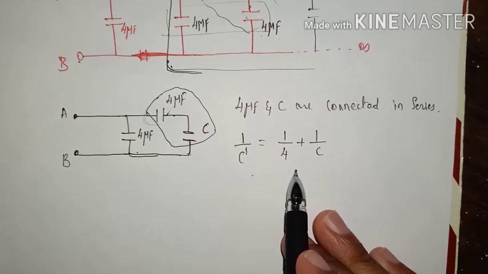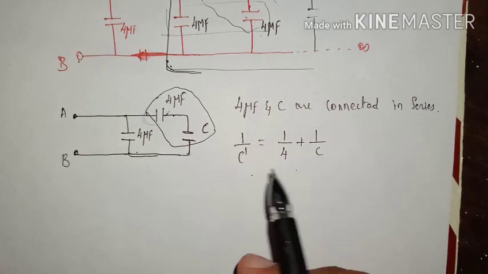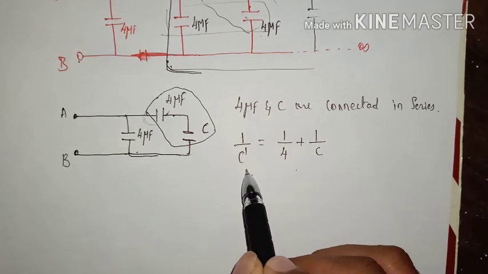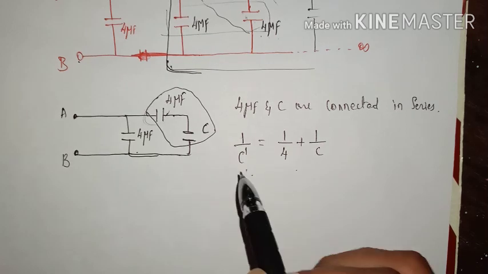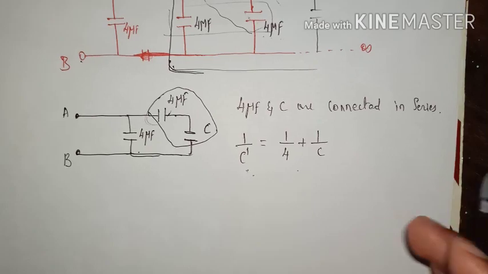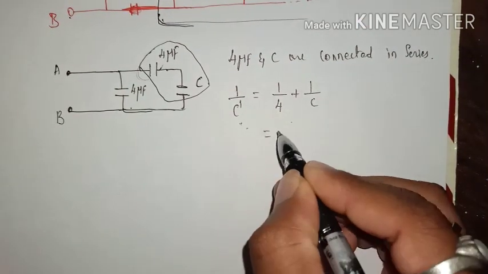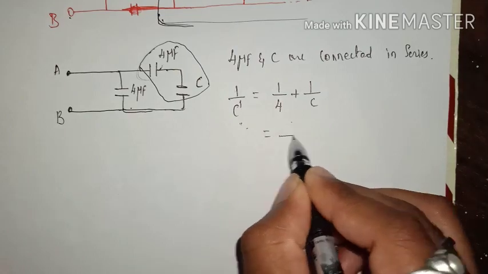You must remember that resistance and capacitance don't combine the same way. Here capacitance is totally the vice versa of resistance. Remember that. So to find the equivalent capacitance, this is how we are going to find it. Now we can simplify. You can write it directly also, only if you know.